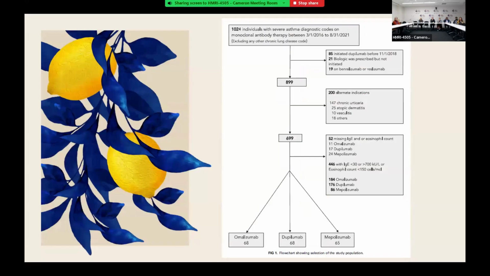So then this is who they had, just so you know. They started with 1,024 people who had severe asthma and had a mAb at some point. And then they basically exclude based on the things we said before, the ones that have those alternate indications we just talked about. There's a whole bunch, like 446, who come out just because they don't meet those criteria we said before. That means people being excluded that don't meet that criteria, which is interesting. And this is what they get left with. It's not very many, but that's the study.